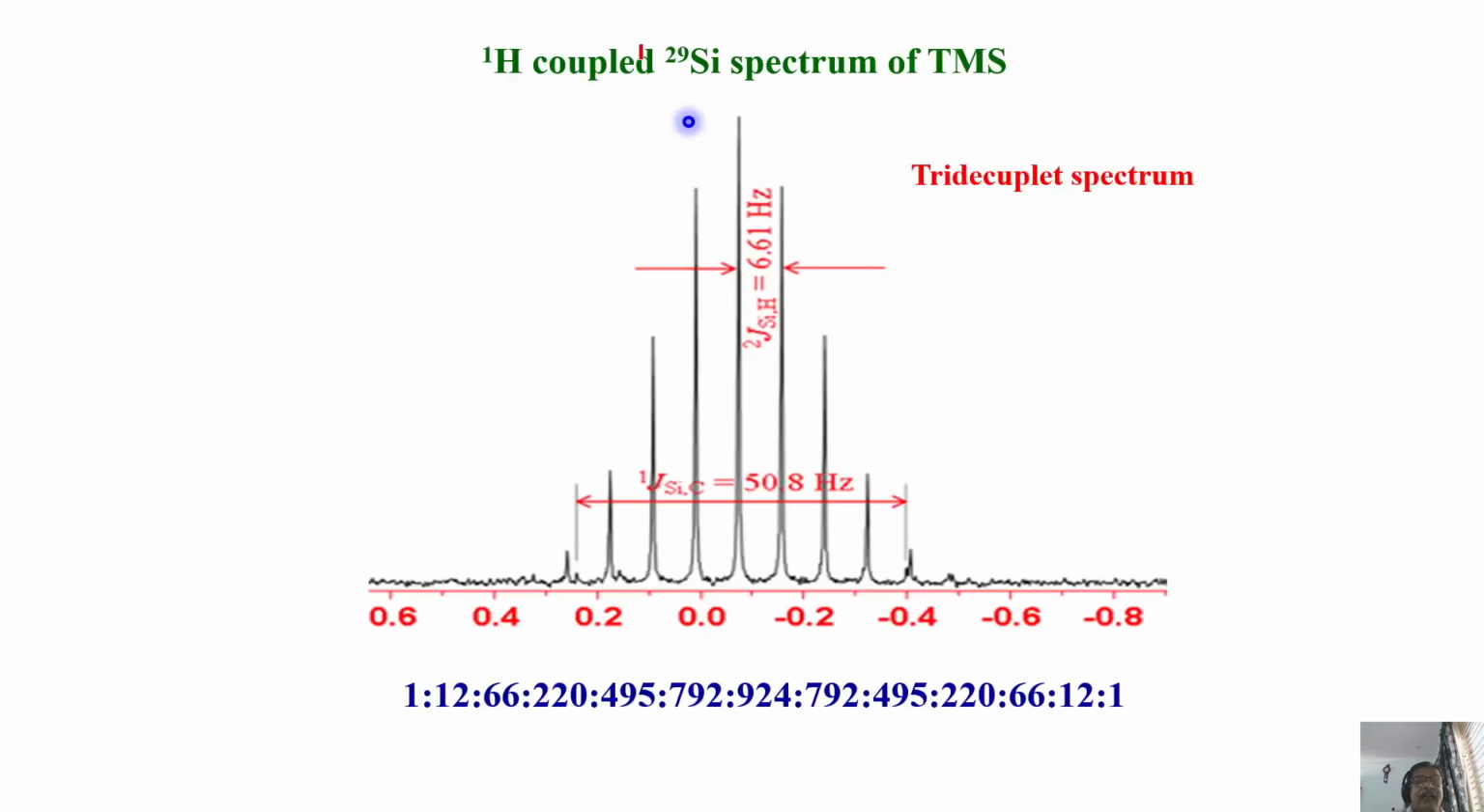Very interesting things. On the other hand, I can see proton-coupled silicon. Here, how many peaks should I expect? There are 12 protons, all are equivalent, remember. Apply the 2nI plus 1 rule. You should get 13 peaks. This is called a tridecuplet spectrum. Tridecuplet means a 13-peak spectrum. In principle, you should count here. There are 13 peaks. Here is 1, 2, 3, 4, 5, 6, 7, 8, 9, 10, 11, 12. Maybe 2 peaks are hidden somewhere here, very weak in intensity. And according to Pascal's triangle, this is the intensity pattern. You can work it out.